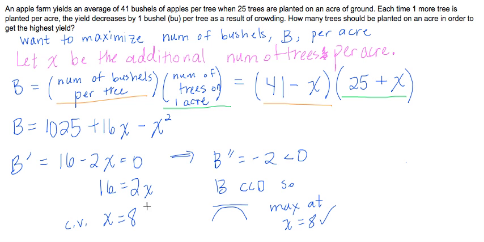Okay, so X is 8. The question is how many trees should be planted on an acre? So we're starting out with 25 trees, and we're going to plant an additional 8 trees beyond that, so 33 trees per acre.